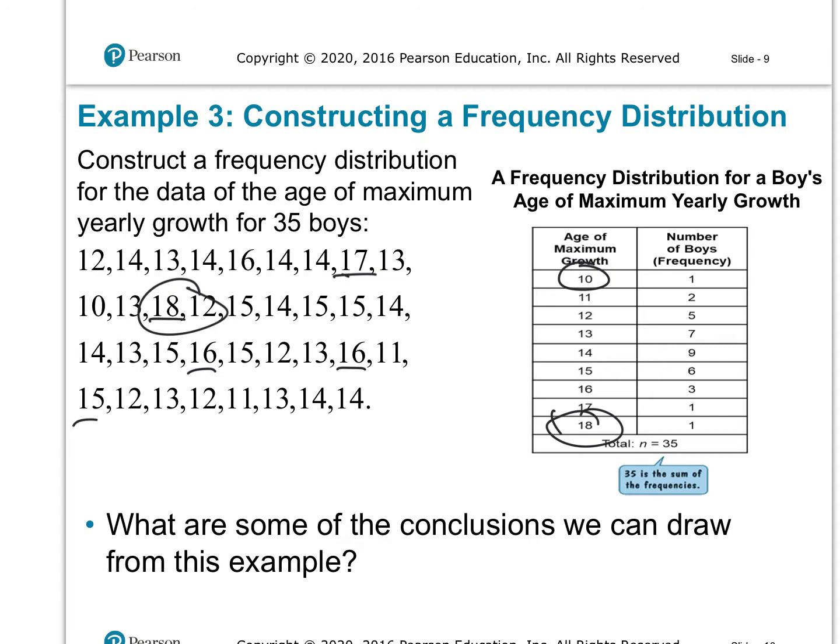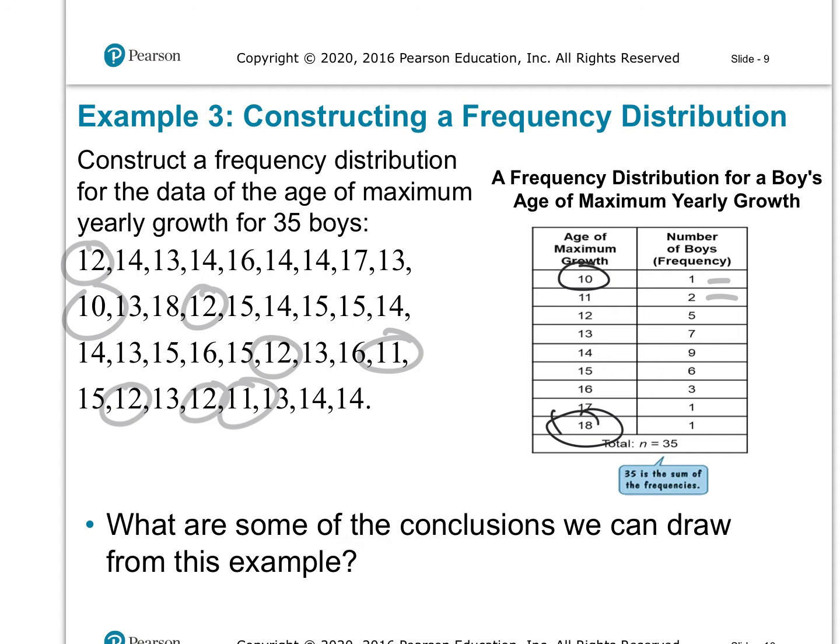So, oh, that is not an eraser. So for these, you would go through, so for 10, you would go through each one and it only occurs one time. 11, so twice. 12, 1, 2, 3, 4, 5. And then you would repeat that to make your table.